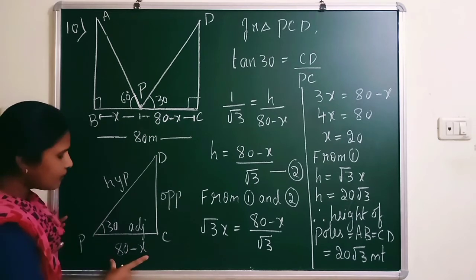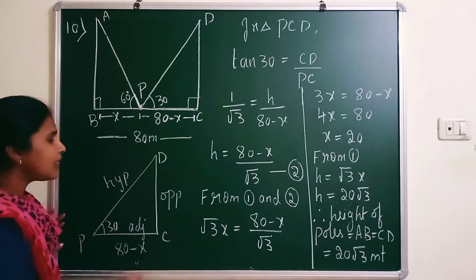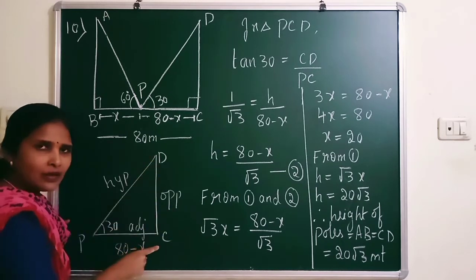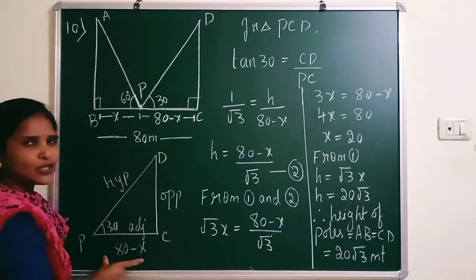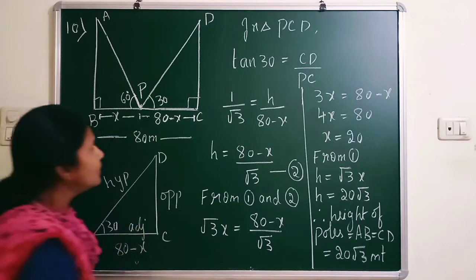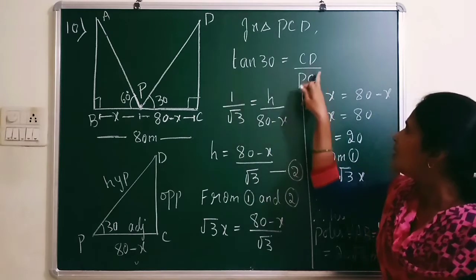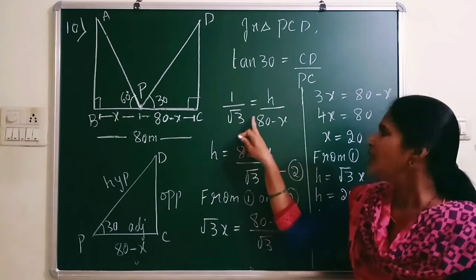And here we know the value, that is PC equals 80 minus x. So again here I have to take the ratio of opposite by adjacent because I need to find opposite, that is height of the pole, and with the help of this only I can find. So I have to use opposite by adjacent, that is tan. So in triangle PCD, tan 30 equals CD by PC. What is tan 30? 1 by root 3 equals to.